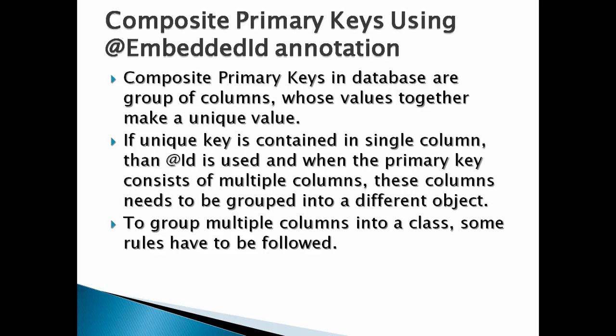Friends, let's discuss what are composite primary keys in a database. Composite primary keys in a database are a group of columns whose values together make a unique value for a row. If the unique key is contained in a single column, then @Id is used, and when the primary key consists of multiple columns, these columns need to be grouped into a different object. To group multiple columns into a class, some rules have to be followed.